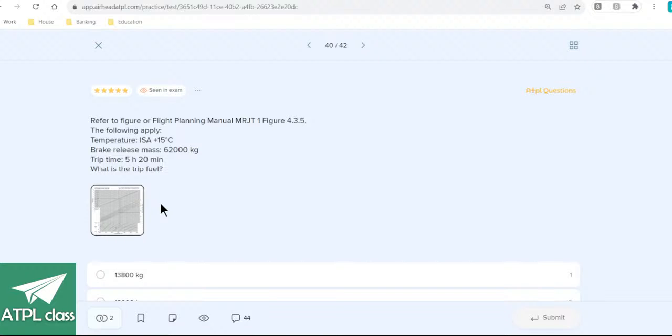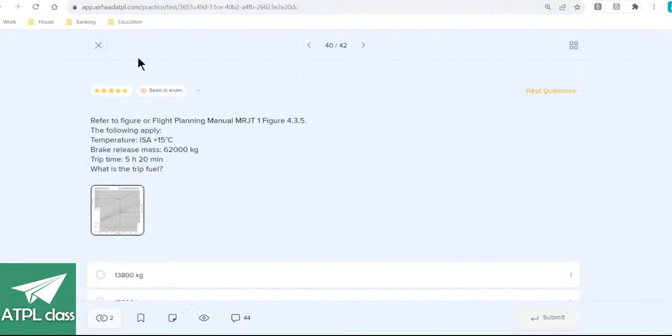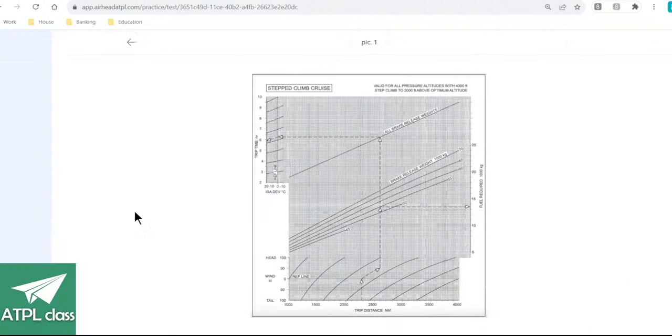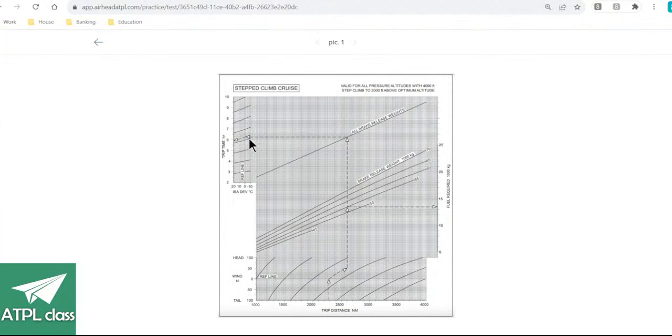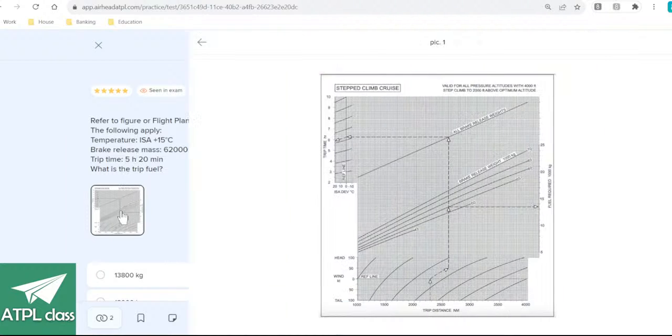6,200 kilograms, 5 hours, 20 mins, and we're looking for trip fuel. Let's work it in. So we don't know the distance. Trip fuel. Alright, so we've got a weight, 62,000. Trip time. We can work all brake release weights. We've got time, and we can work out ISA plus 15.